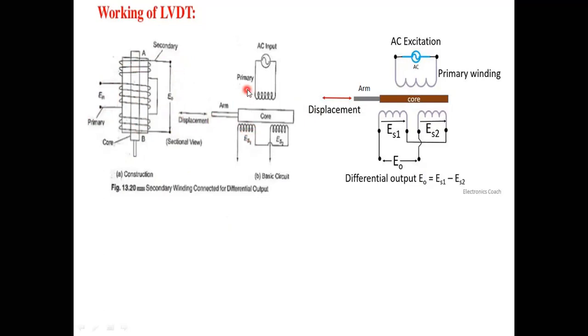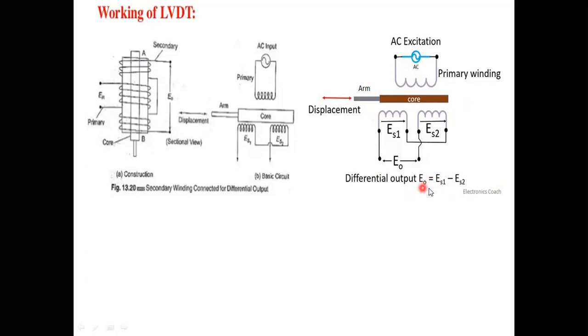That is ES1, and in terms of ES1 and ES2, E naught is equal to ES1 minus ES2, depending upon the displacement of this arm. If the displacement is to the left-hand side, the core material is more across this secondary winding S1, then ES1 is greater than ES2. This is a positive value, and this is going to be a small value. Therefore, the output voltage is going to be positive here.